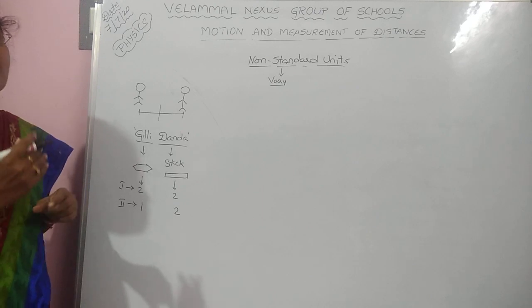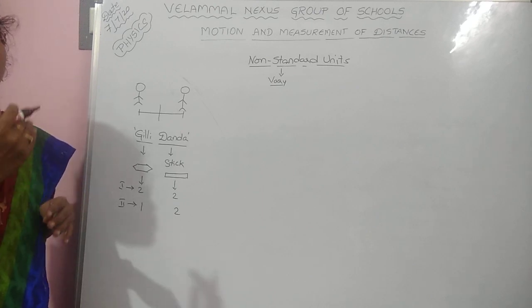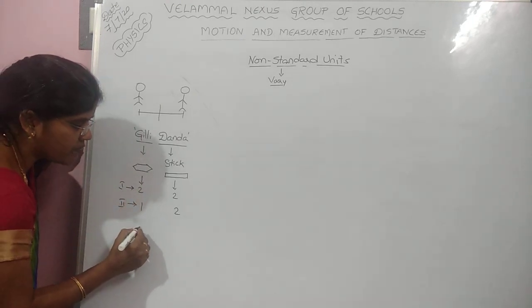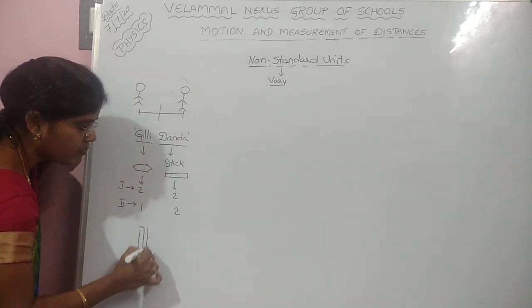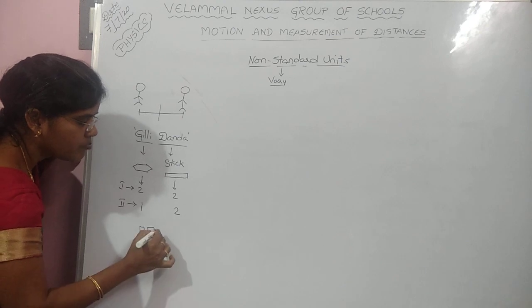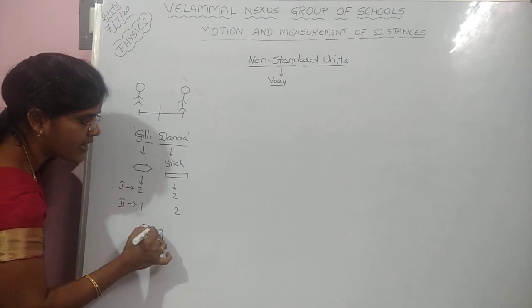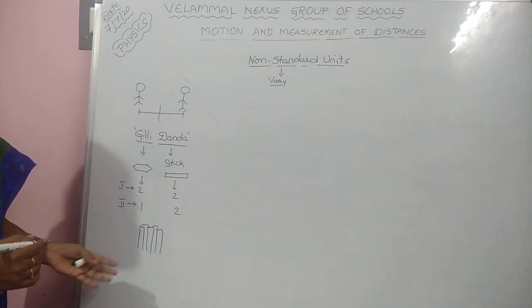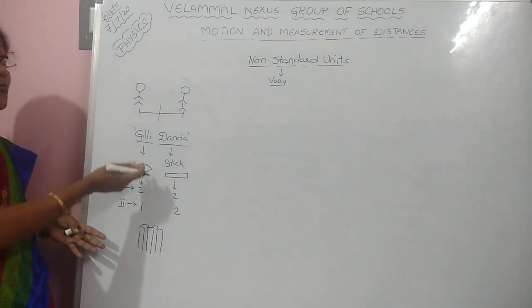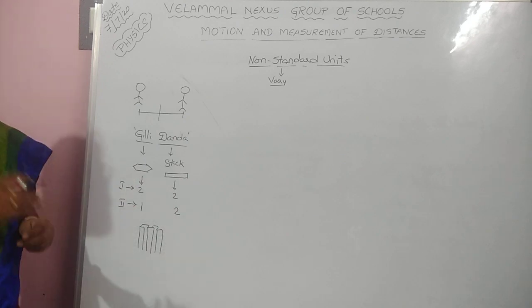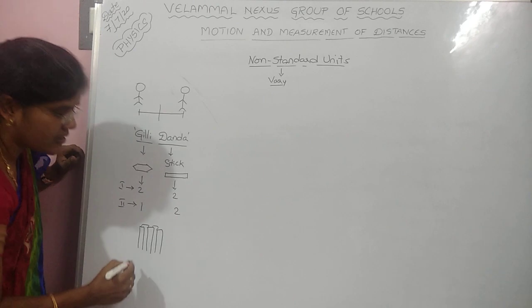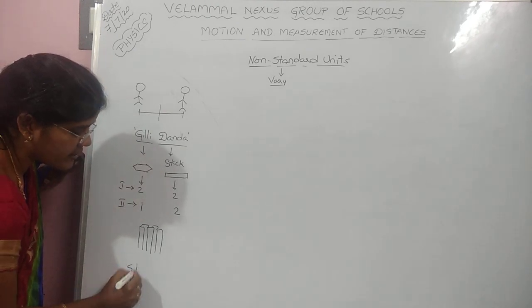Then they started thinking, in what way can we measure? Then they started thinking of cricket wickets and the bails they used. They started thinking about that. Shall we use this method? If they use this method, the same problem will arise. Then they started thinking, what method shall I use? Then they started thinking of string.